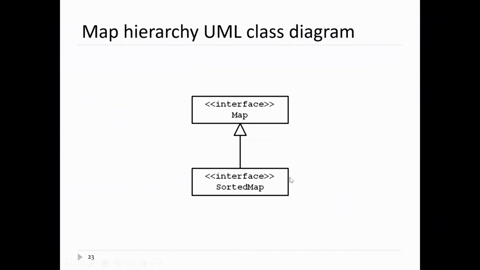So map forms its own interface, and then there's another interface below map called sorted map. So tree map implements the sorted map interface, and hash map implements the map interface.